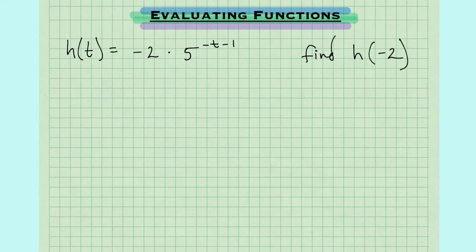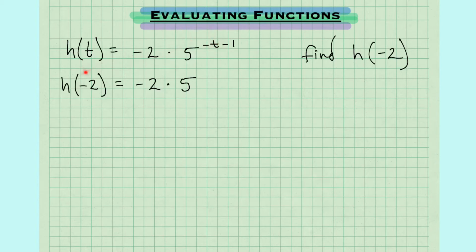All right, h of t. Find h of negative 2. So we have h of negative 2 equals negative 2 times 5. Now I want you to see this here. We're solving h of t, and here it says negative t minus 1. So remember, this negative sign is separate. We're just replacing this variable t.